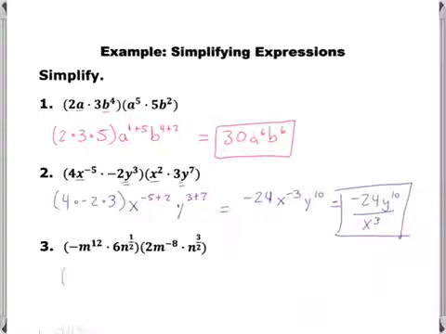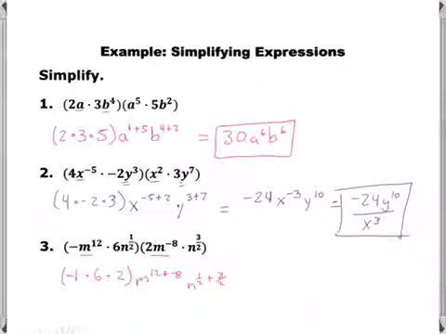Question 3, same idea. Multiply your coefficients, so -1 times 6 times 2. Then you add the exponents on your like-based items, so m to the 12th plus m to the -8th. And then you've got n to the 1/2 plus n to the 3/2 power. And you'll simplify this the best you can.